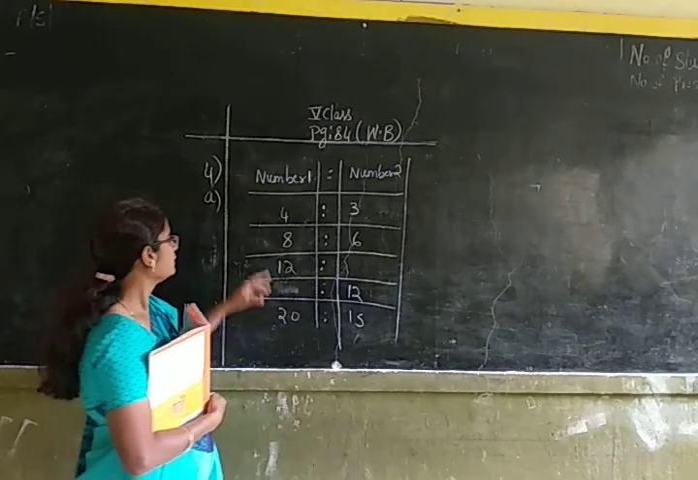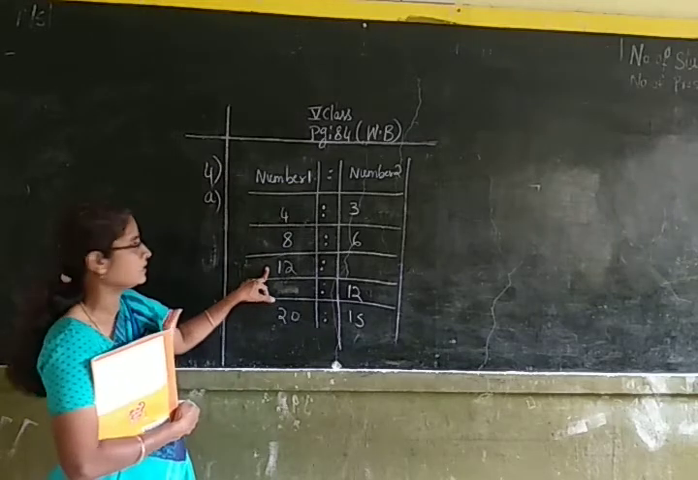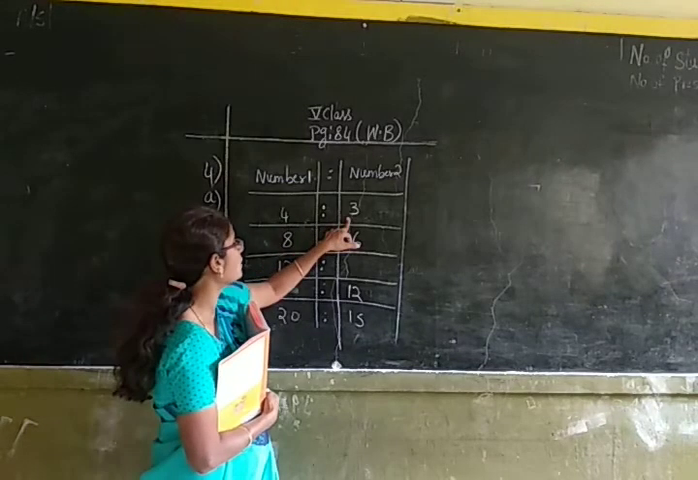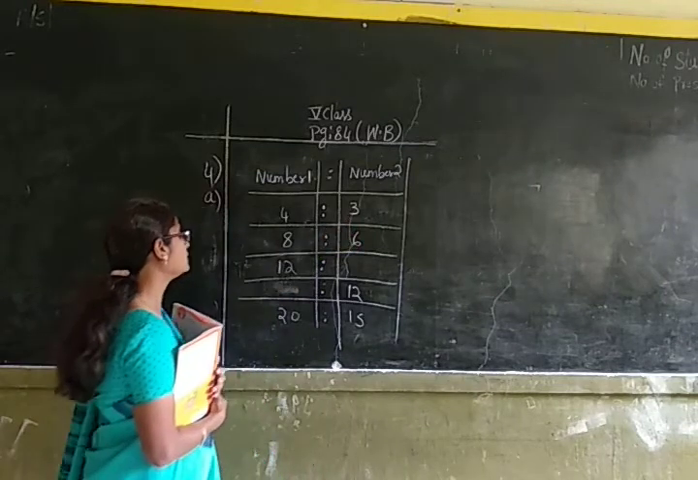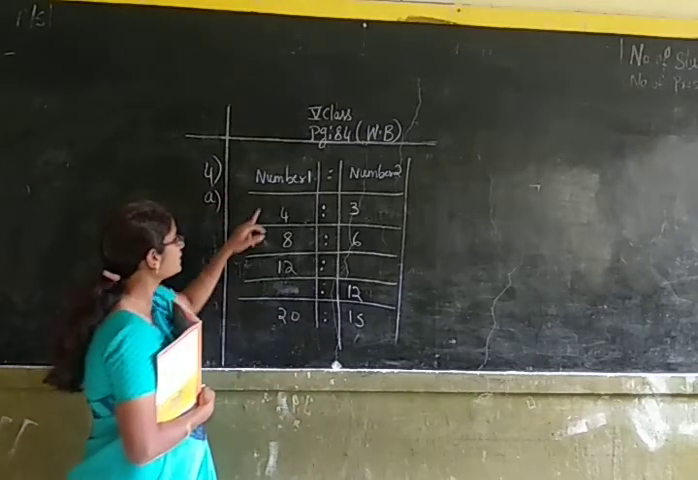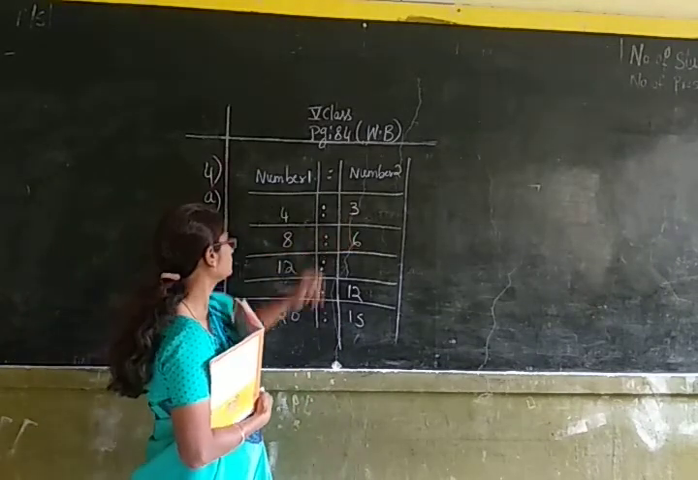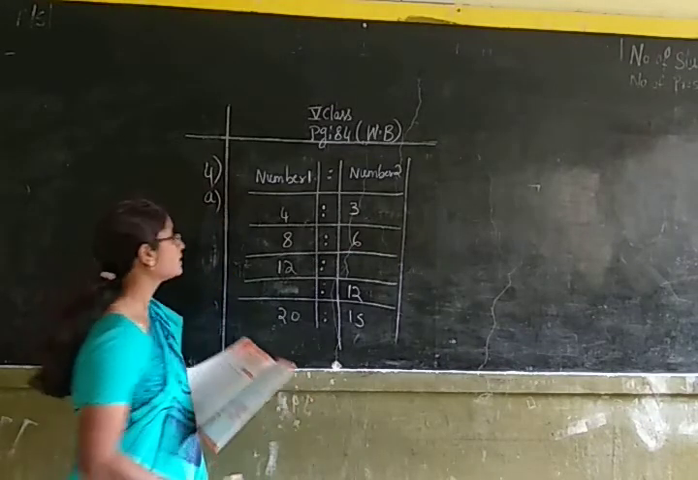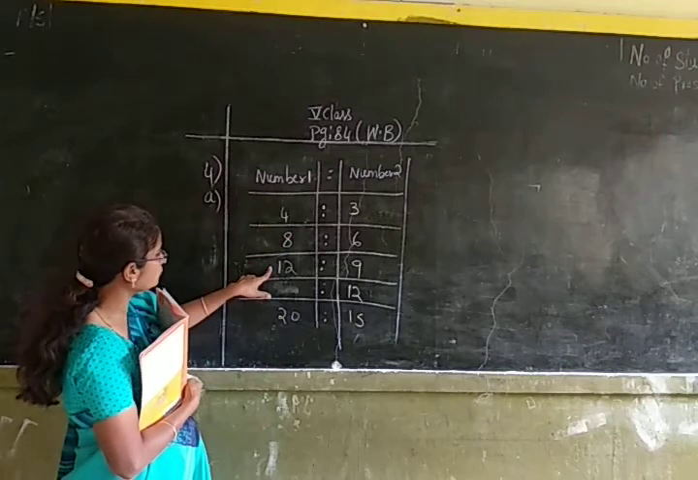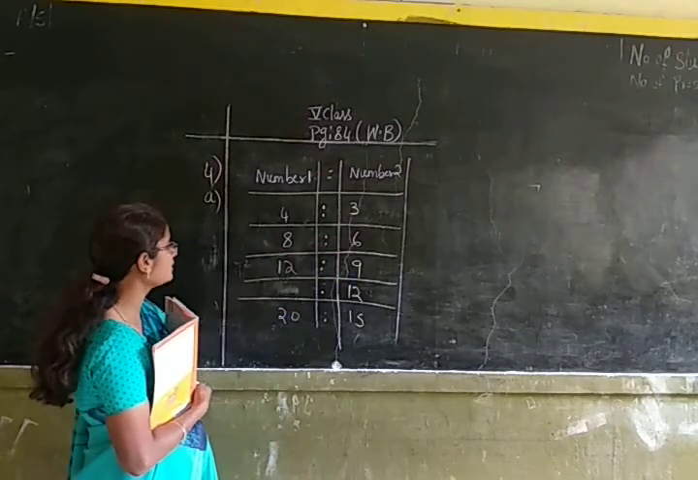Okay children. Now how will you get 12? If you multiply 4 with 3, you are getting 12. Sorry children. So here you have to multiply 3 with 3. So 3 3s are 9.